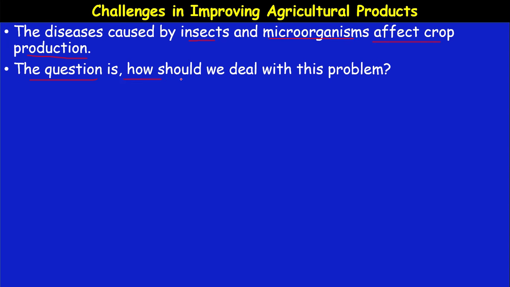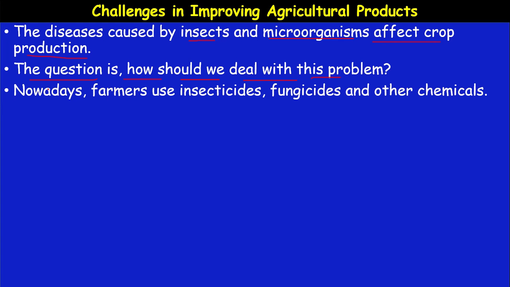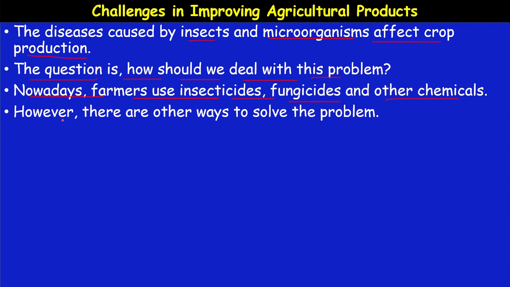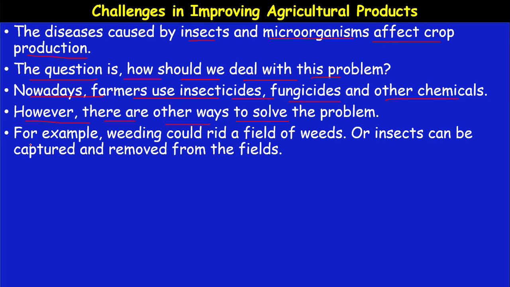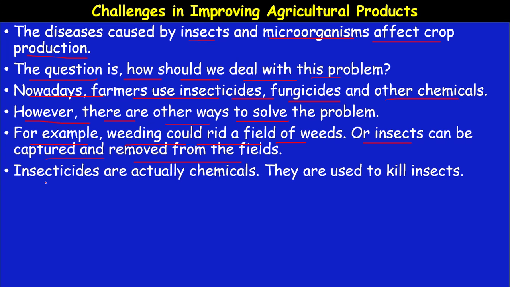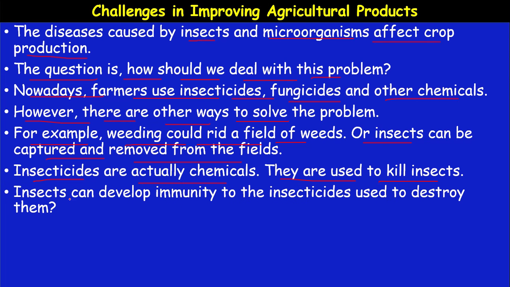The question is how should we deal with this problem? So, nowadays the farmers use several chemicals like insecticides to destroy the insects, fungicides to destroy the fungi, and other chemicals. They are specific to destroy the particular agent. However, there are other ways to solve the problem. Okay, for example, the weeding could rid a field of weeds, or the insects can be captured and removed from the fields. The insecticides are actually chemicals they use to kill insects.